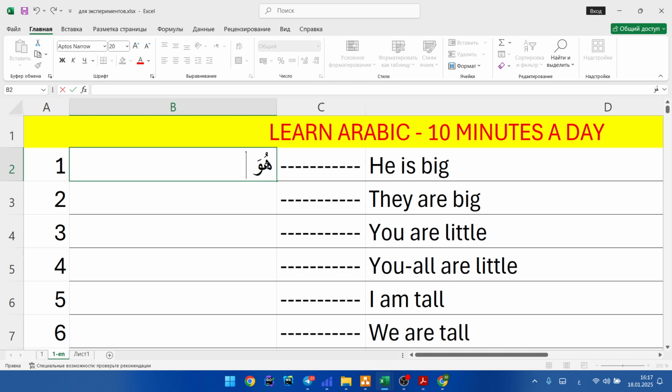How to say is? We don't say is in Arabic. We don't say the be verb in Arabic. It is in our mind. Huwa kabirun. He is big. Huwa kabirun.